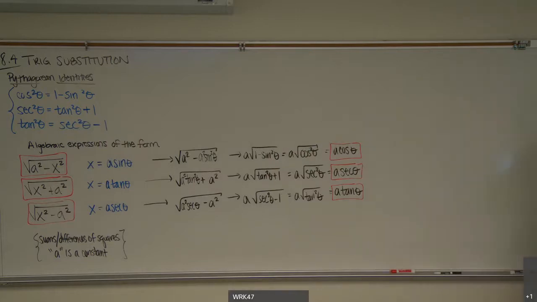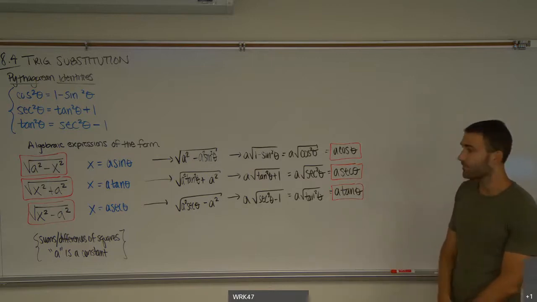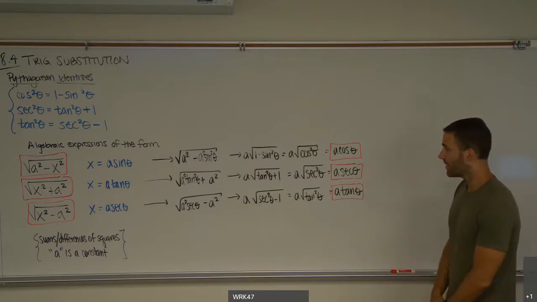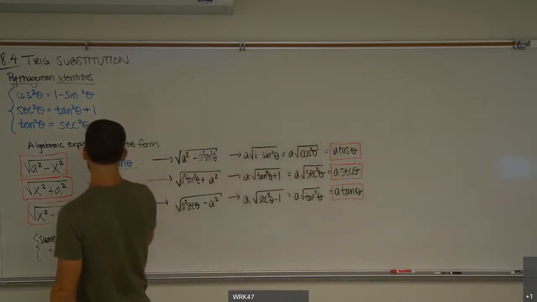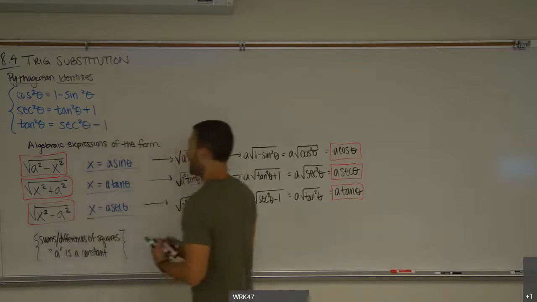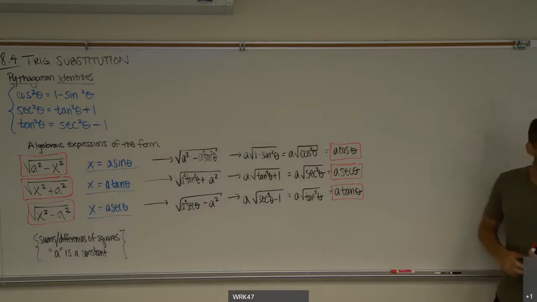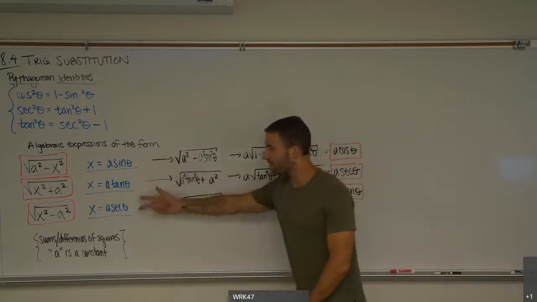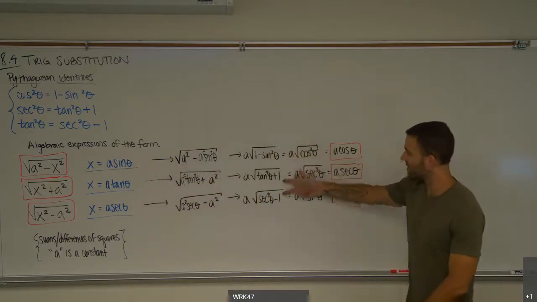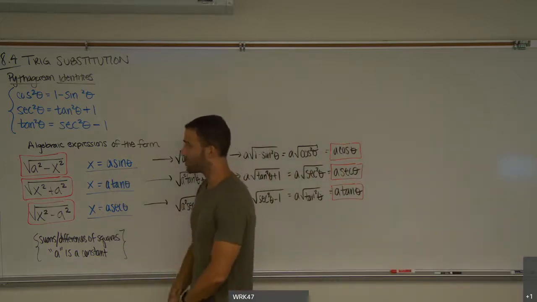Remember, a is just a number in front, right? So in all these scenarios, we're getting a single trig function as our answer. How did we get there? Well, of course, we had to obey some sort of substitution. We replaced x with a sine of theta in the first case. We replaced x with a tangent of theta in the second case, and with a secant of theta in the third case. Why do I pick those specific trig functions for those scenarios? Because I want to get a very specific identity, the identity that matches here. So I need to pick the appropriate trig function.